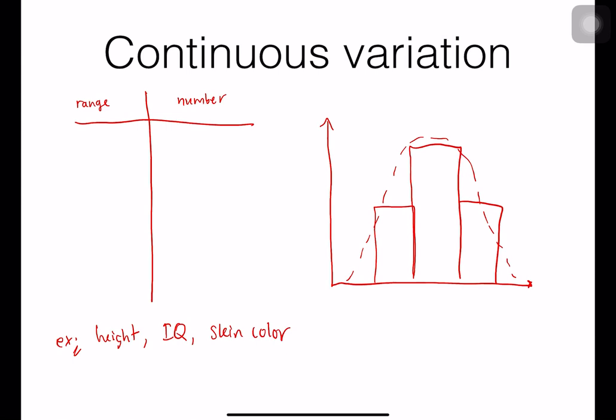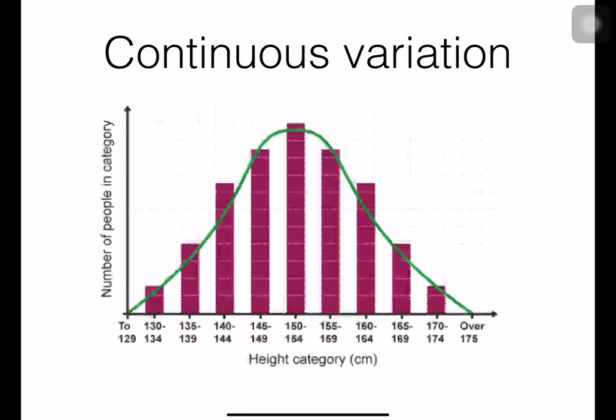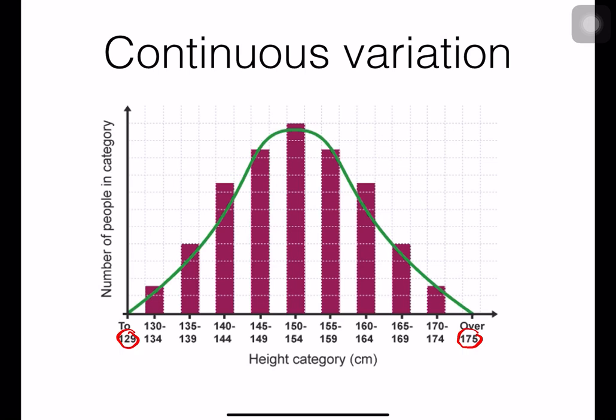This is an example of the continuous variation by measuring the height of people, ranging from 129 to over 175. You will see that the data here form a curve and they are continuous to each other. 134 connects to 135 like this. So we can call this type a continuous variation. And the data here become a bell shape. Later when you learn statistics in mathematics, we call this a normal distribution. It's one of the characters of the continuous variation.